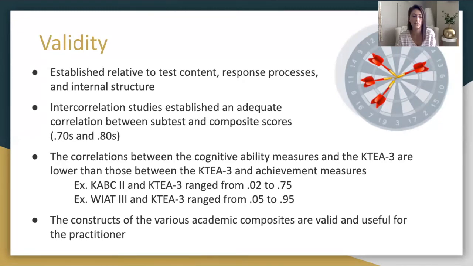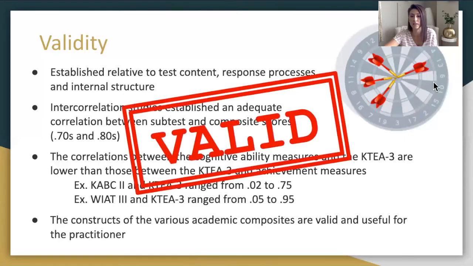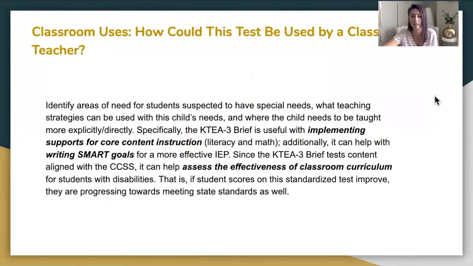Another aspect they used to compare the validity for this test was they took a number of cognitive ability measures and achievement measures and compared all of them with the KTEA-3. And as an example, it's listed here. The cognitive measures scored a little bit lower than the achievement measures, but overall, the validity was pretty good for this test. So again, it's also a valid assessment. So we hit both marks.